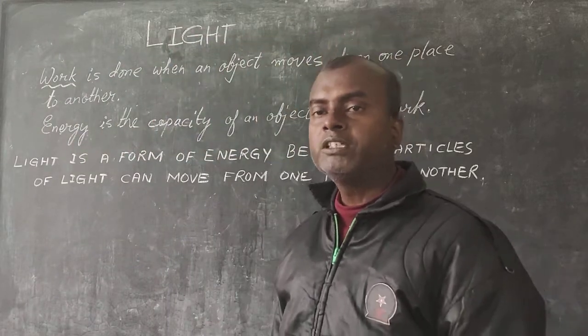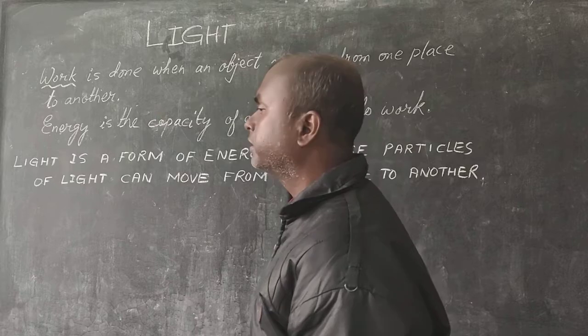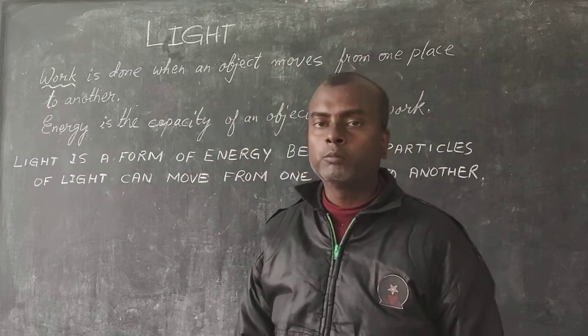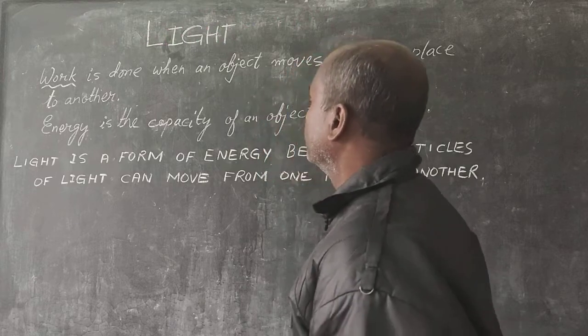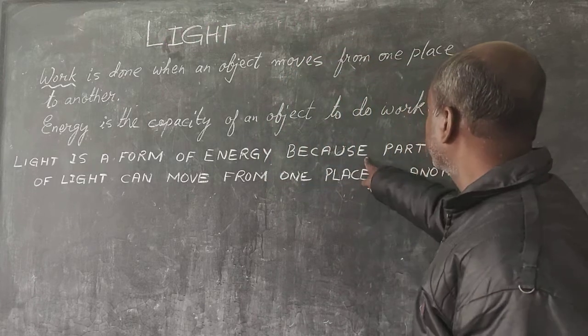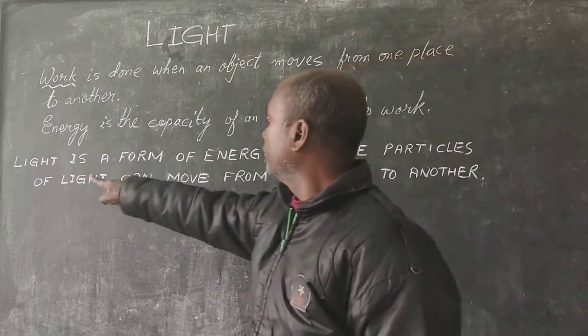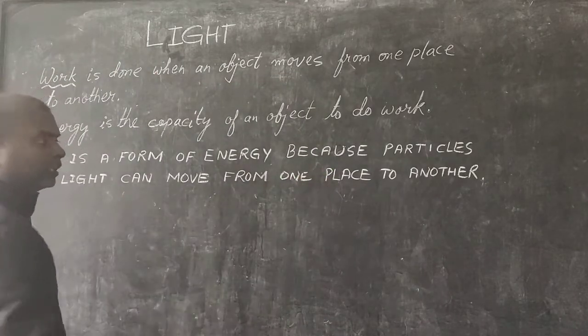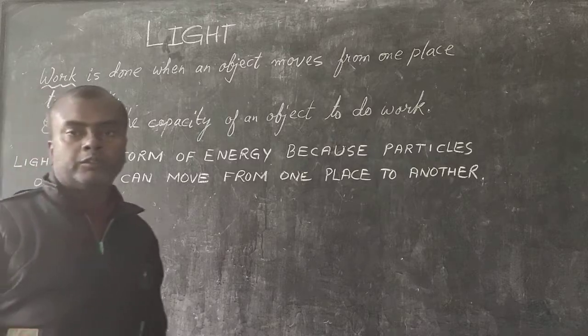So light also needs energy. So energy is there in light also. So light is a form of energy. Light is a form of energy because particles of light can move from one place to another. So light also is a form of energy.